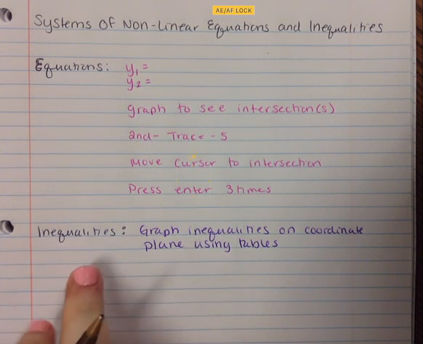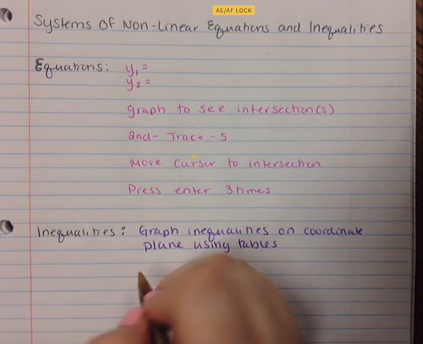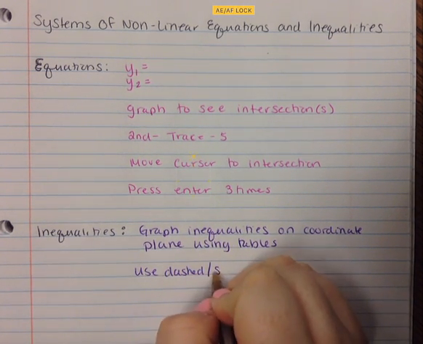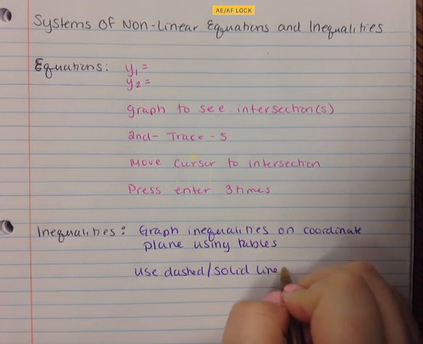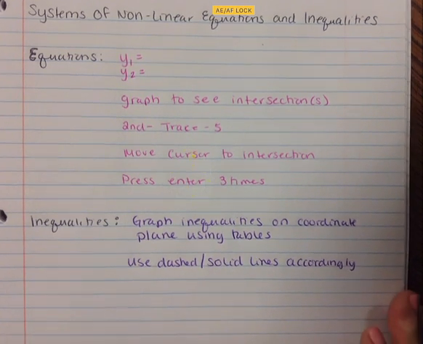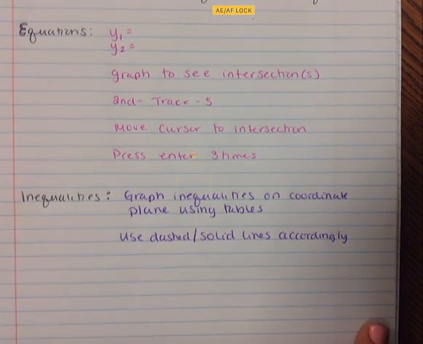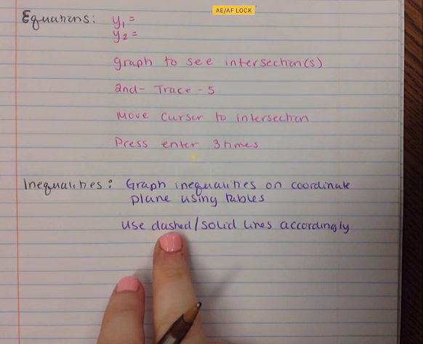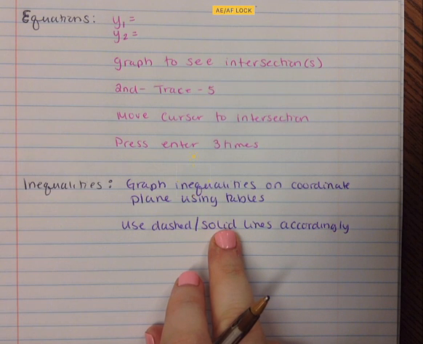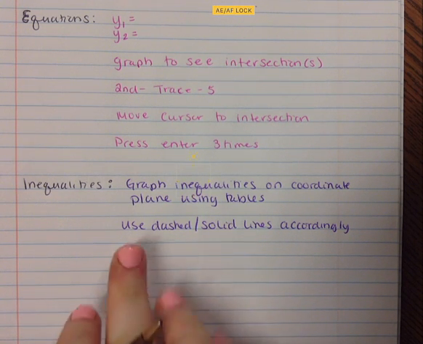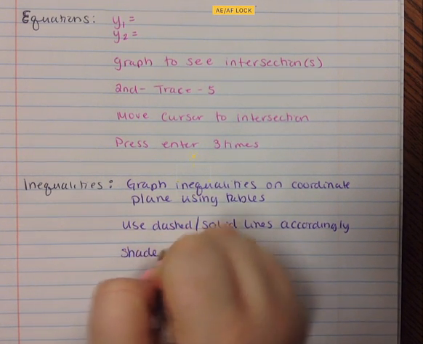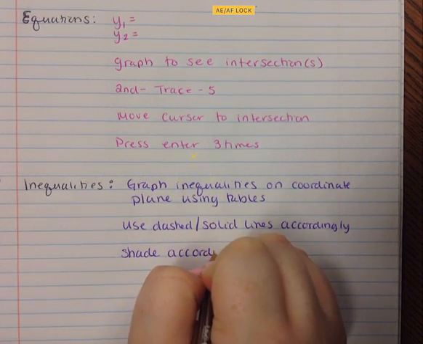Then we're going to make sure that we use dashed or solid lines accordingly. Remember, inequalities are less than, greater than, less than or equal to, or greater than or equal to. So the dashed lines are when it's less than or greater than. Solid lines come from less than or equal to, greater than or equal to. Once we have everything graphed, then we're going to shade accordingly for both graphs.